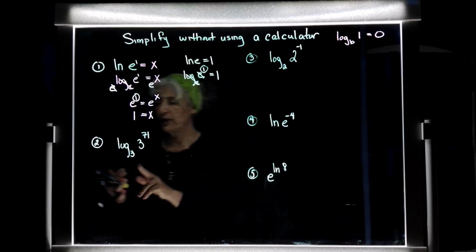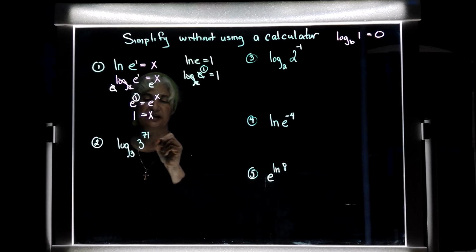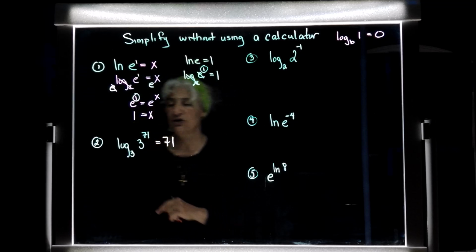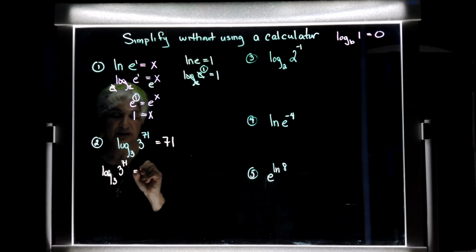So knowing that, what do you think the answer for number 2 is? So you're going to say the answer here is 71. Okay, I'm going to take it the long way. I'm going to say log base 3 of 3 to the power of 71 equals x.